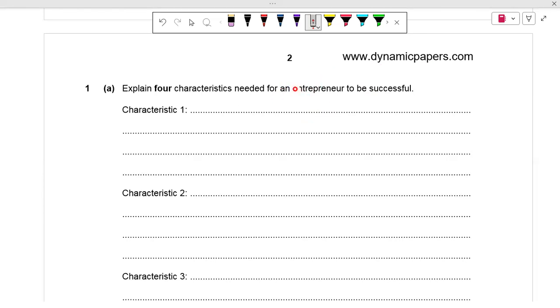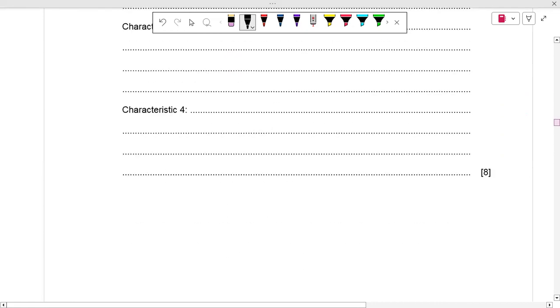But we will try to read the case study, and after that we will extract some points in the business context, and then we will choose what type of characteristics are most useful for this case study specifically. Okay, so we have to explain the characteristics. So this is your 8-mark question.